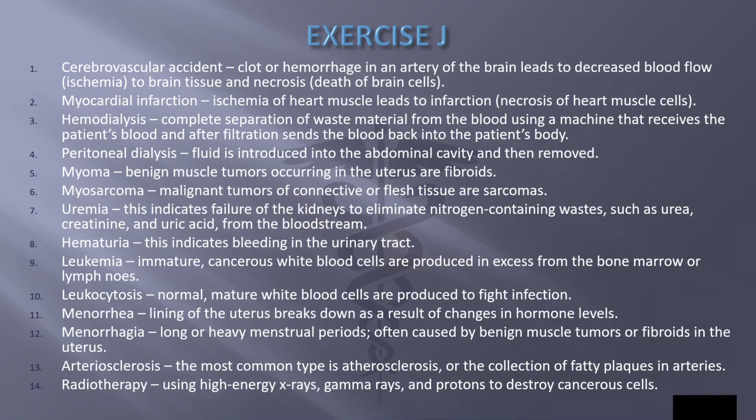Number 7, high level of wastes or urea in the blood is uremia. This indicates failure of the kidneys to eliminate nitrogen-containing waste such as urea, creatinine, and uric acid from the bloodstream. Number 8, blood in the urine is hematuria. This indicates bleeding in the urinary tract.